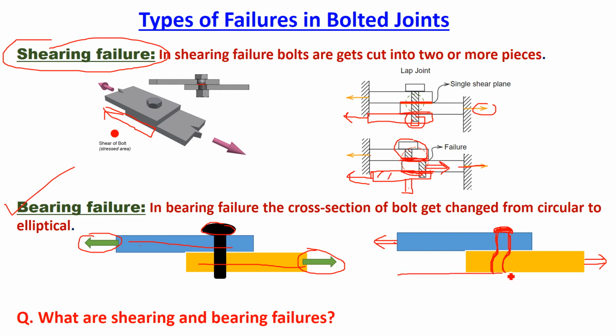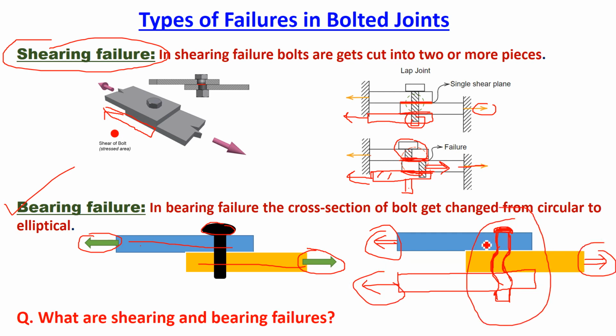If you provide one more plate, that is three plates like this, then this bottom portion of bolt remains straight, top portion remains straight, and in middle it will change its shape like this. This will be the bending or shape of the bolt after applying these forces towards left and right. So in this figure also, if you look at, bolt is not cut into number of pieces, but it changes its shape from circular to elliptical. So this is called as bearing type of failure.